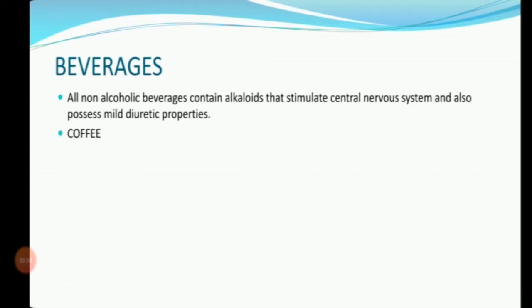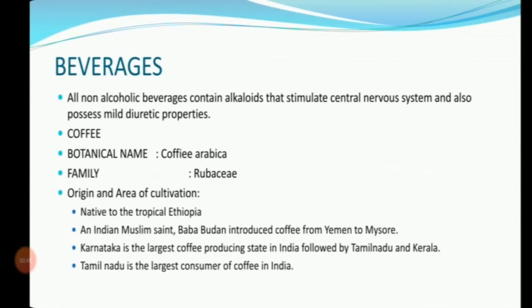From the beverages, we learn about coffee. The botanical name of coffee is Coffea arabica, which comes under the family Rubiaceae. Coffee originated in tropical Ethiopia, which is its native place.